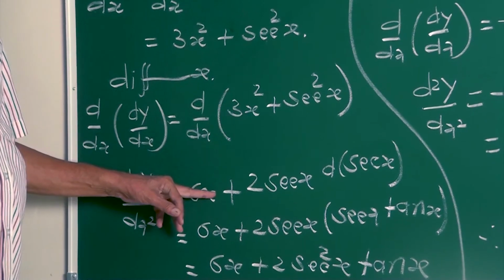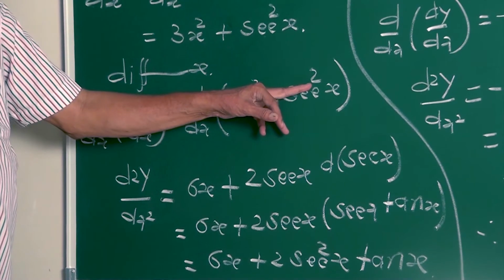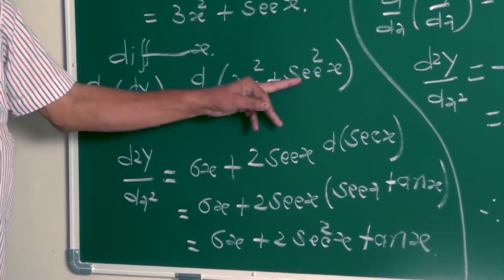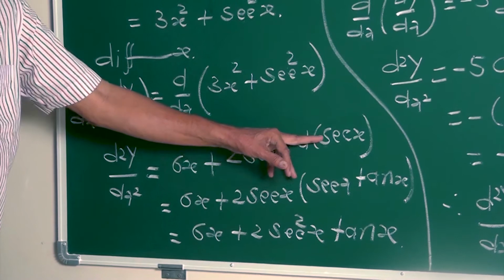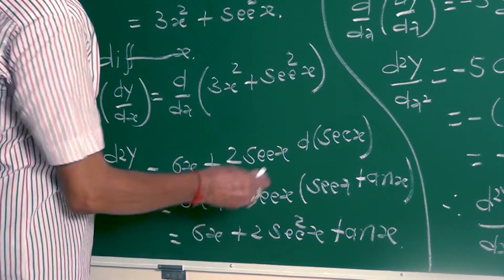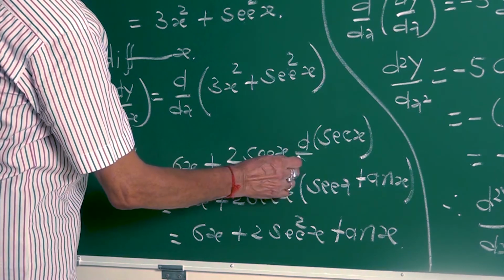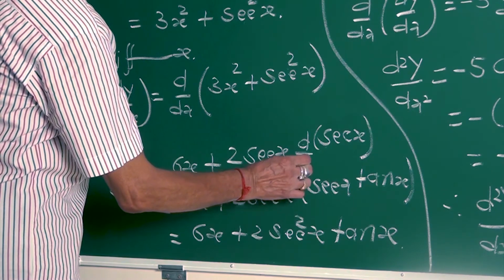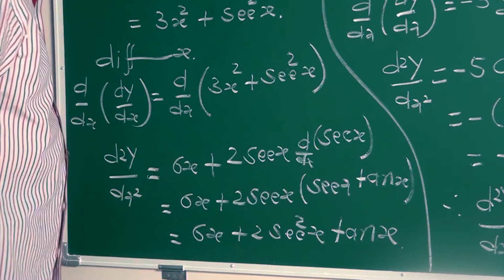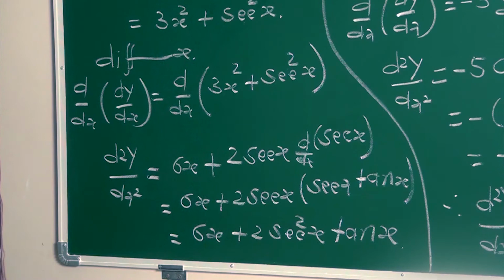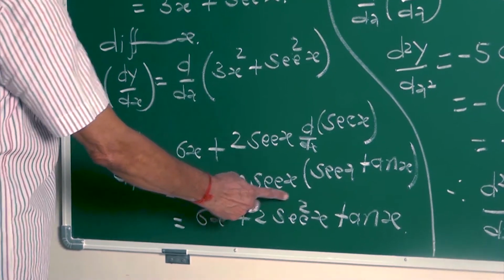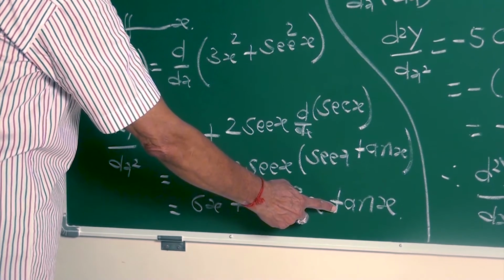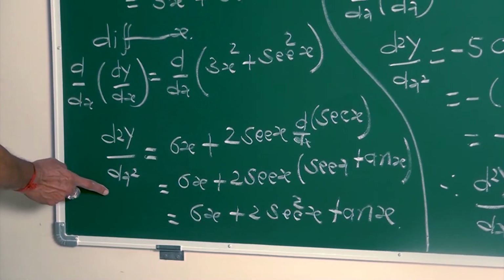3 into 2 is 6x, one power less. Plus 2 sec x into the derivative of sec x with respect to x, which is sec x tan x. Simplify it: 6x plus 2, sec into sec is sec square x, into tan x. This is d2y by dx2.